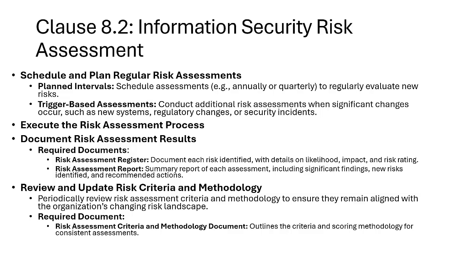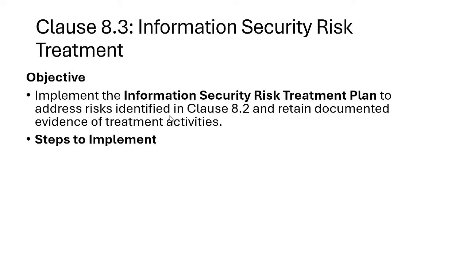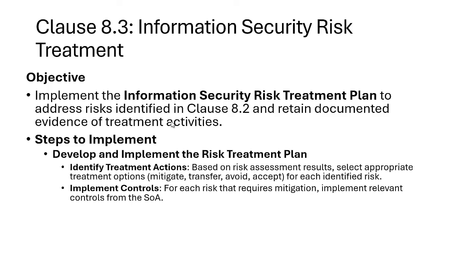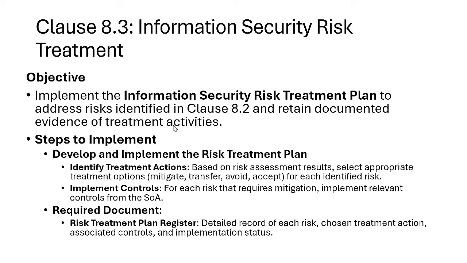Then the next phase is clause 8.3, which talks about information security risk treatment. Whatever risk needs to be treated needs to be documented. So identify the treatment actions. We have four types of actions: mitigate, transfer, avoid, and accept. Then implement the controls, because whatever SOA we have agreed, we have to work on the actions. And more important, we require the documents, like the risk treatment plan register. It's a document that we have to maintain, which reflects the treatment of all the risks we have identified at each stage, and what the control and implementation status is.